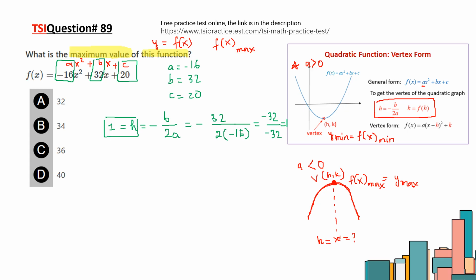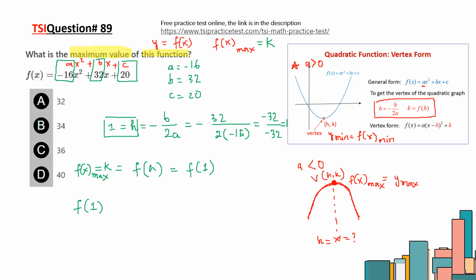Now h equals 1, we need to find k. So this one is the same as k in the formula. So we plug in. So k, or f of x max, will be equal to f of h. And f of h is f of 1. So now our job is just to find f of 1, the value of f of 1.